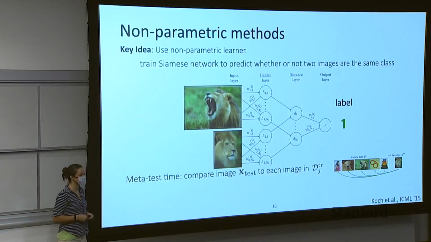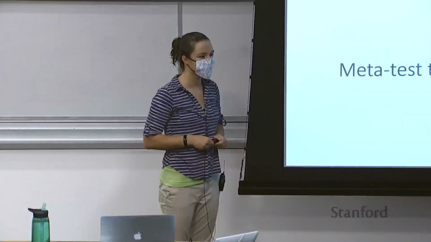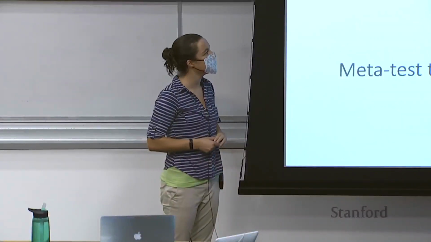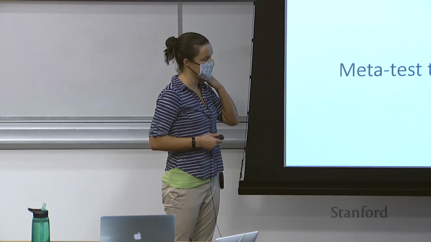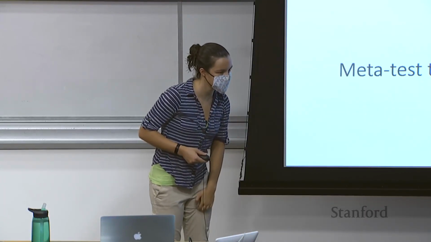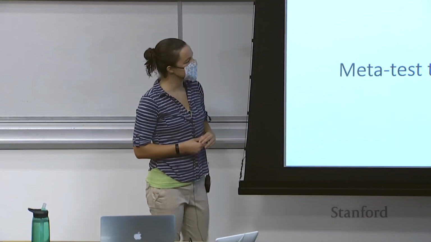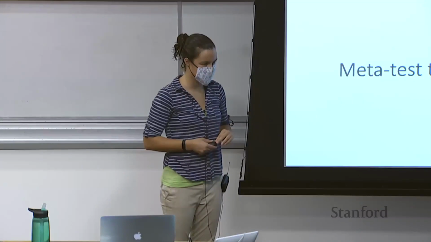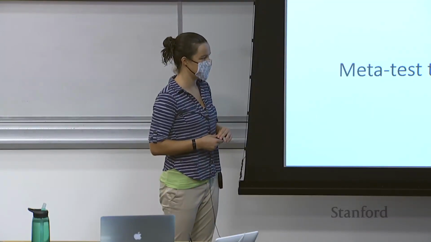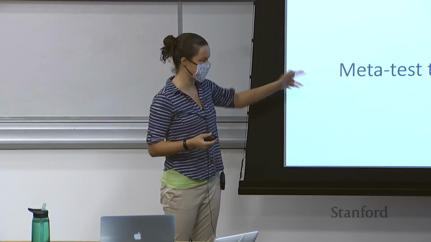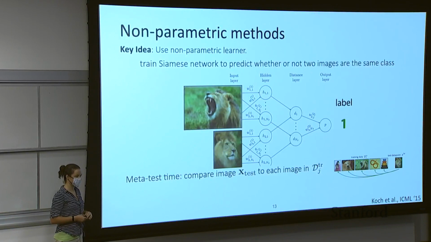Yeah? So you're asking, it assumes that we have the same label space between training and testing? Yeah, so this is specific to classification. And it's assuming that you're going to be doing some N-way classification problem at meta-test time, and that your meta-training data is labeled with class labels.